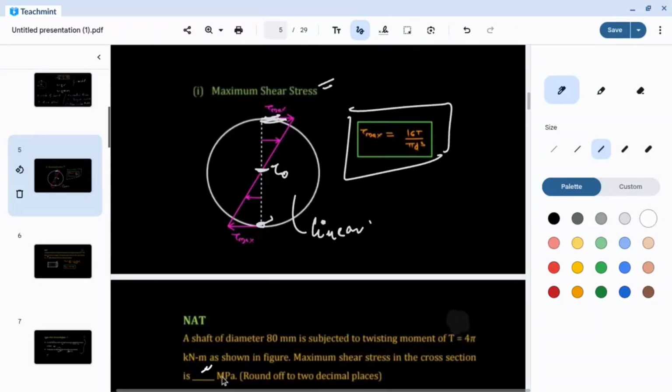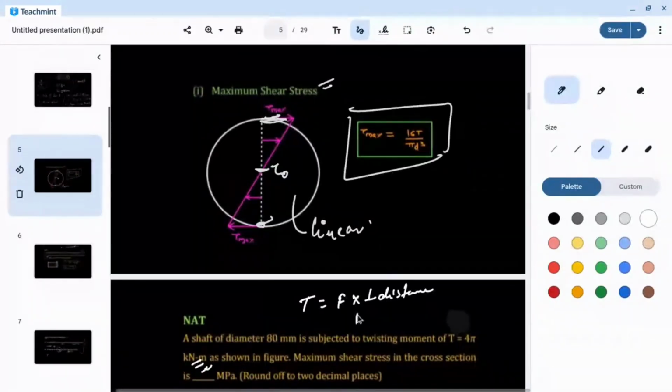T is equal to 4 pi kilonewton meter. This is the torque. Torque is equal to force into perpendicular distance, which means the unit is Newton meter.